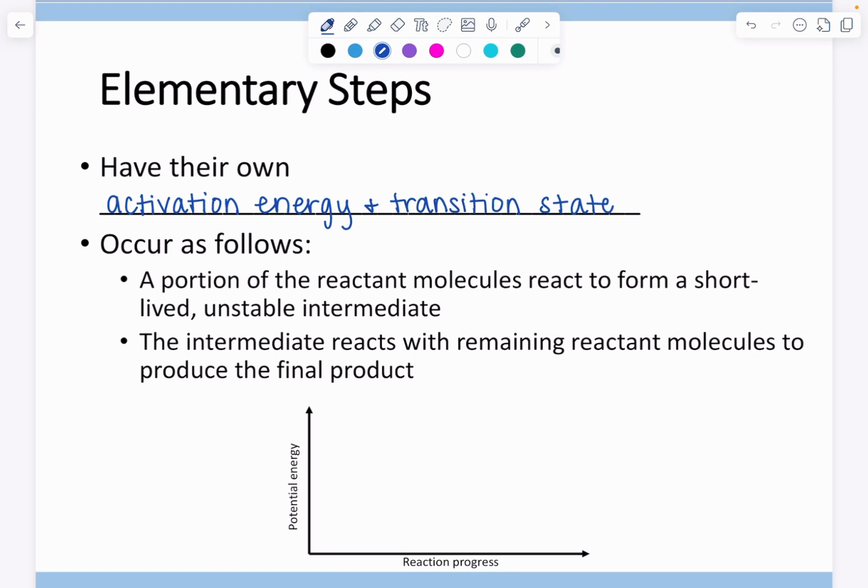Okay, so on the reaction coordinate diagram, we still start with reactants. I'm going to draw a line here. Starting with reactants. Reactants absorb some energy and form a transition state. Then if you have a multi-step reaction, after the transition state, these molecules don't form the product, they form an intermediate. I'm going to label that as I, right over here. I equals intermediate.